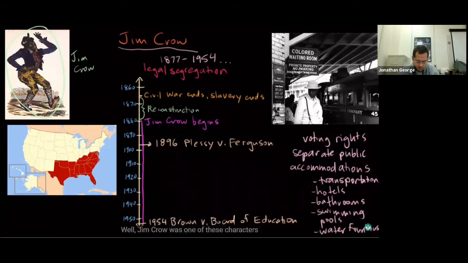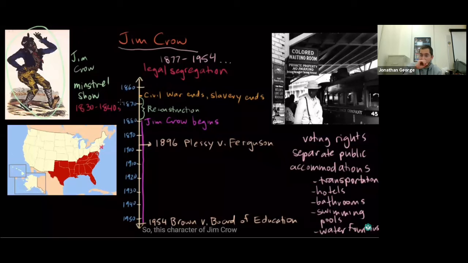Well, Jim Crow was one of these characters in a form of entertainment called the minstrel show. And the minstrel show was a very popular kind of vaudeville type live performance. And the minstrel show was actually very popular in the north of the United States, places like New York City, in the 1830s, 1840s, the antebellum period before the Civil War.